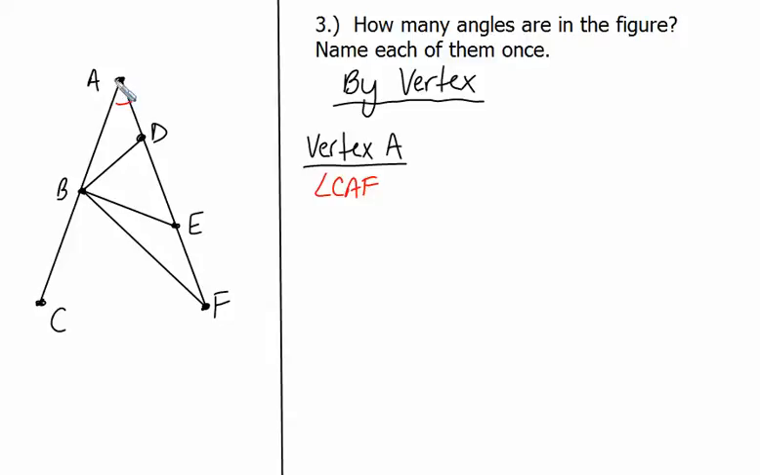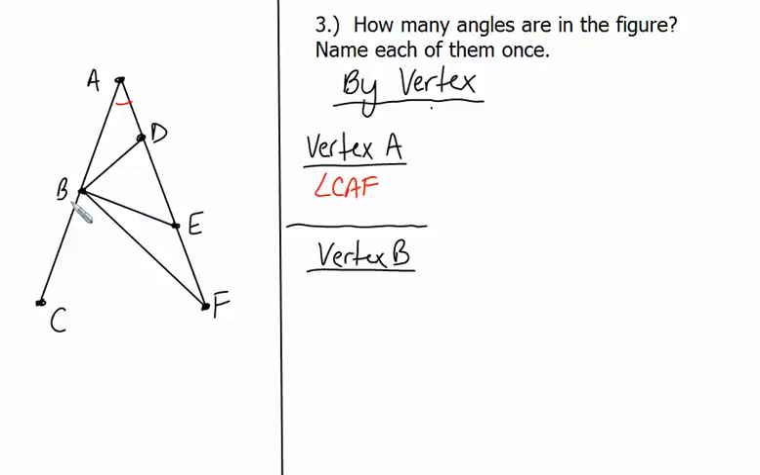A needs to be the middle letter, and I would highly recommend to name angles with 3 letters. Otherwise, there are some times where that isn't possible and it throws you off. We're now going to scroll over to vertex B. We're going in alphabetical order.